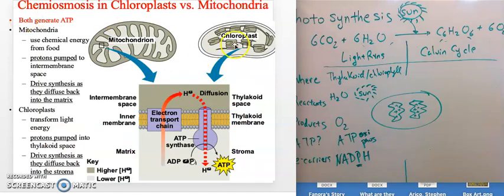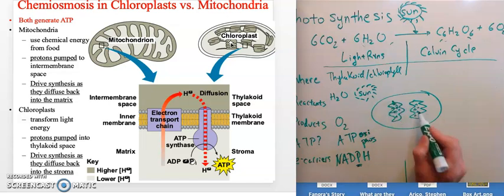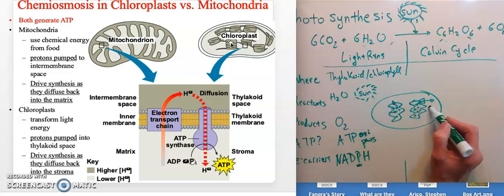Electron transport chains in the chloroplast are set up in a different orientation than our mitochondria. The electron transport chain in chloroplasts pumps hydrogen ions into the thylakoid membranes. There's also an ATP synthase enzyme, so when they diffuse down their concentration gradient, they're diffusing out into the stroma. And ATP is out here in the stroma of the chloroplast.